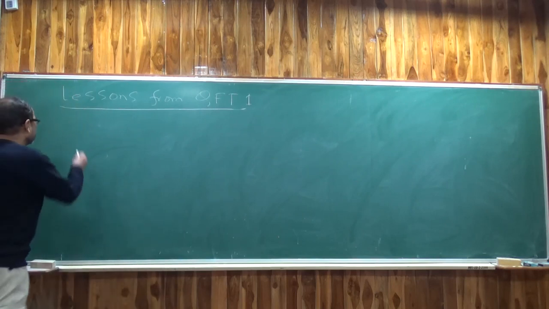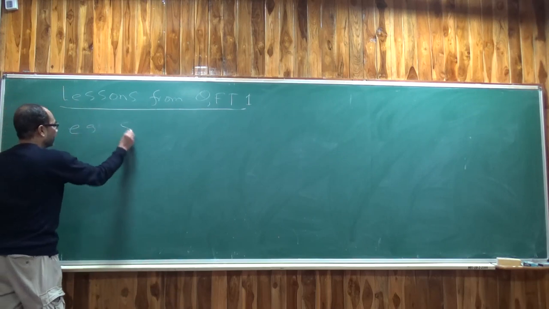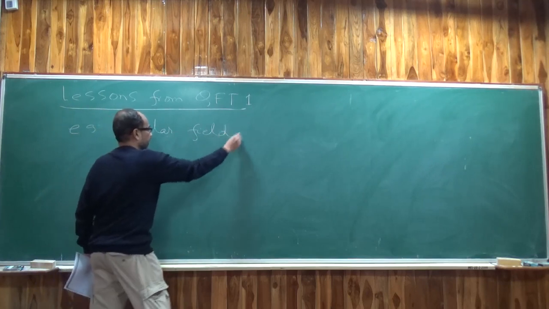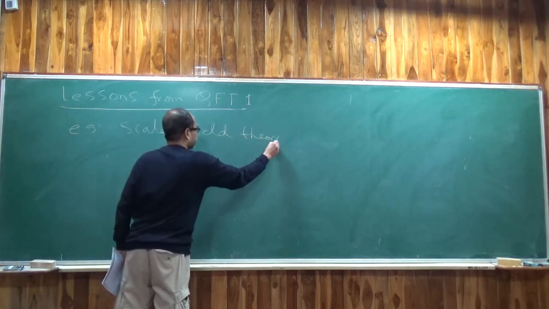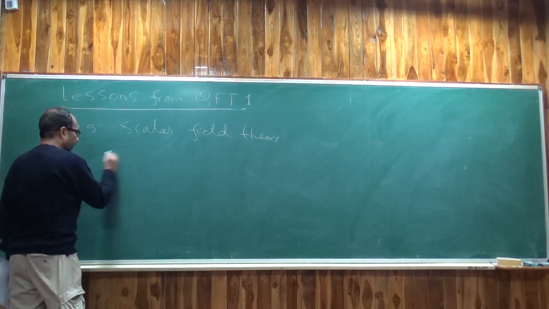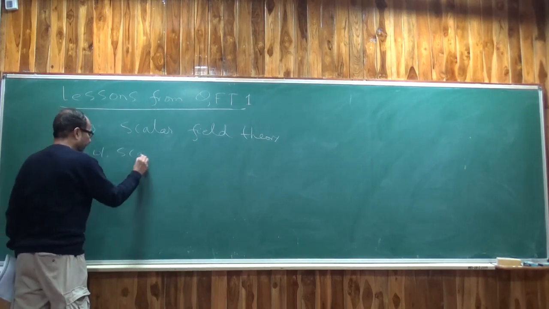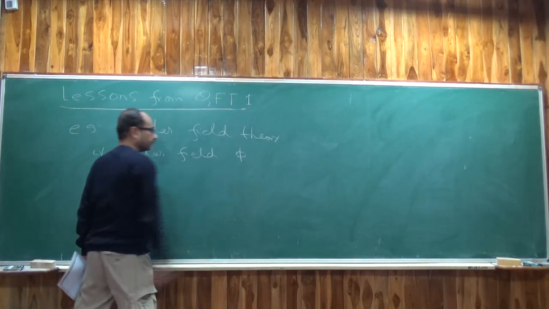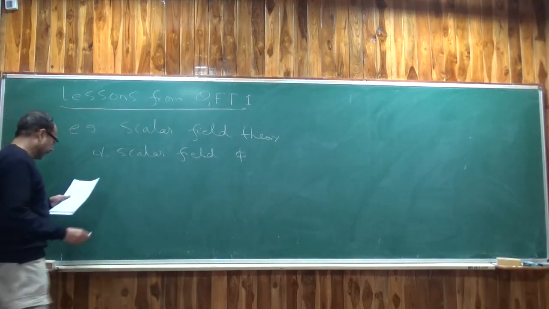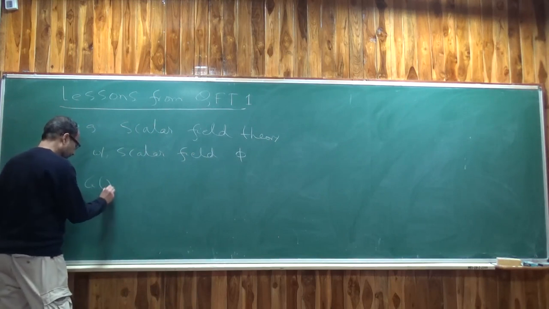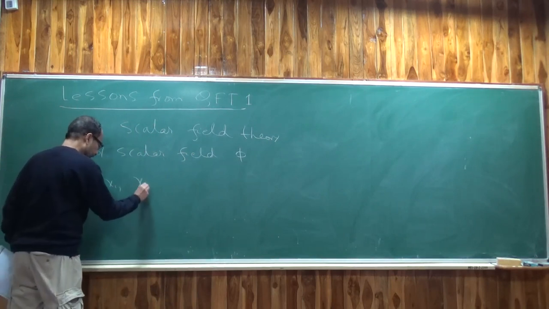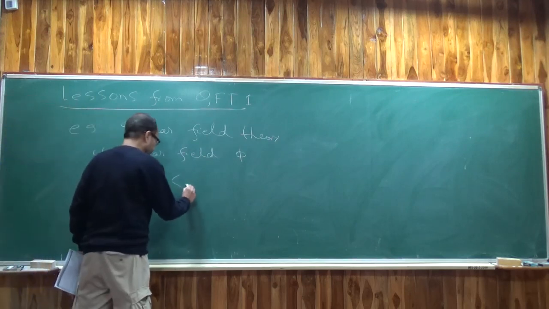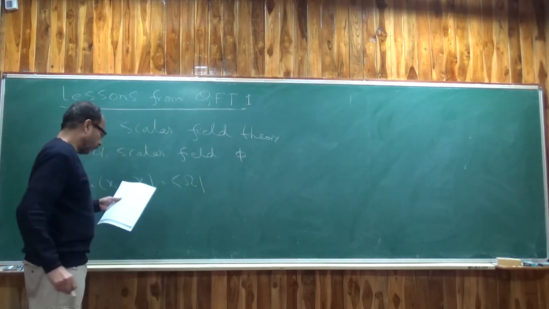So, for example, if we take a scalar field theory, say with a scalar field phi, let's suppose we take a single scalar field, then the Green's function is a vacuum expectation value of the time ordered product of operators.